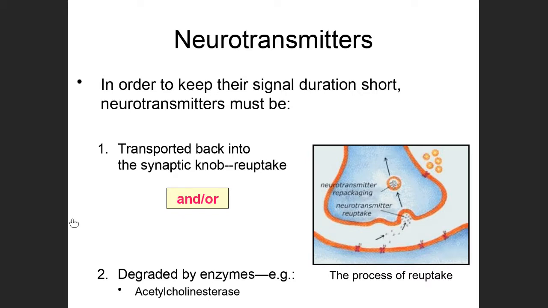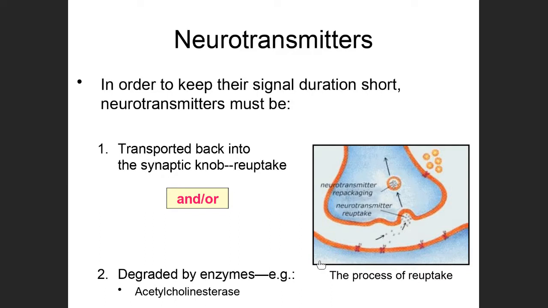So there's a couple of ways that the body can go about doing this to ensure that neurotransmitters stimulate the next neuron in the pathway or the muscle cell or whatever it is without overstimulating it, chronically stimulating it for the long term. The first of these processes that we can use to get neurotransmitters out of the synaptic knob so that they're not stimulating the postsynaptic neuron indefinitely is what's known as reuptake.